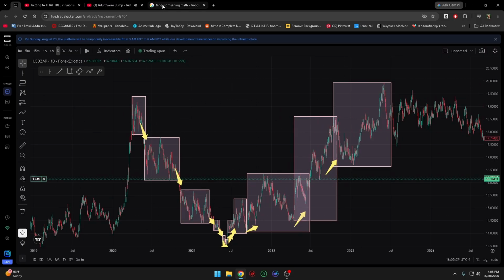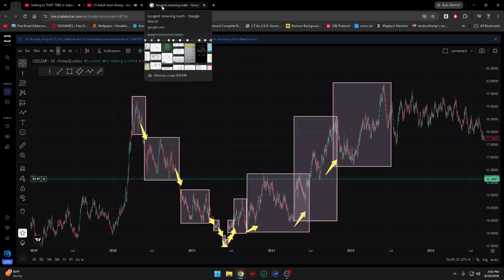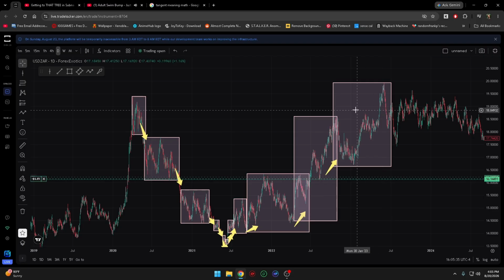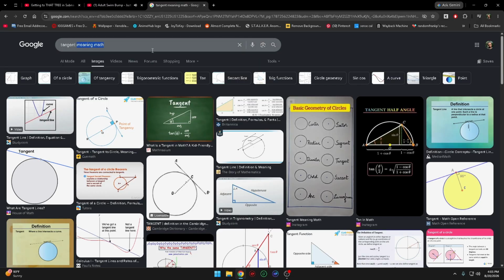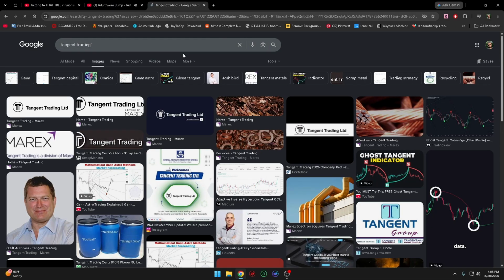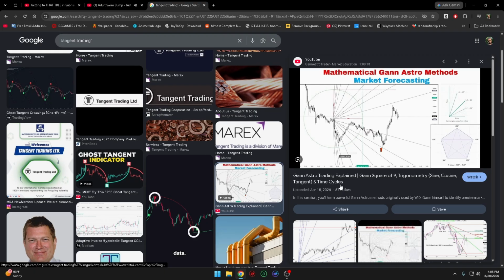What's this called? So, tangent trading. Is that a thing? Again, Astro. What the hell?